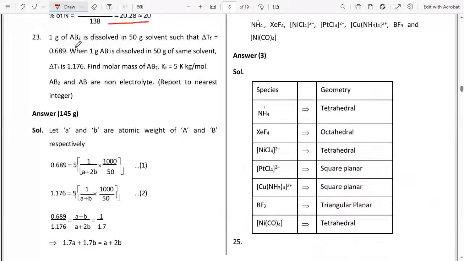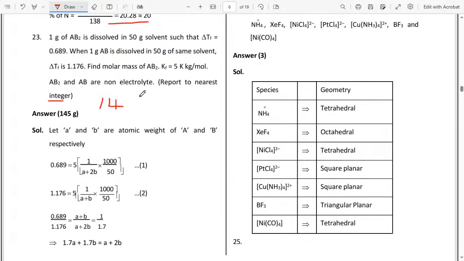1 gram of AB2 is dissolved in 50 gram solvent such that delta Tf is equal to 0.689. When 1 gram AB is dissolved in 50 grams of same solvent, delta Tf is 1.176. Find molar mass of AB2, Kf equal to 5 K kg per mole. AB2 and AB are non-electrolyte. Report to nearest integer. The answer is 145.